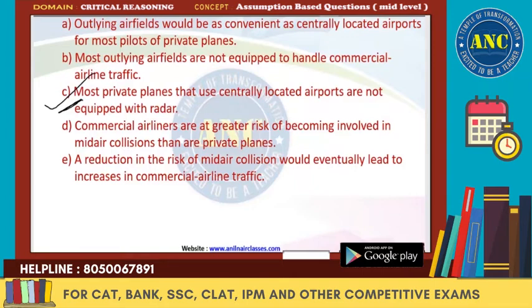Look at the rest of the three options B, D and E. What does the conclusion concern? It concerns only how radar equipment would affect the volume of private plane traffic. Hence, these three options B, D and E, which deal with commercial planes and with risk of mid-air collision, need not be assumed.